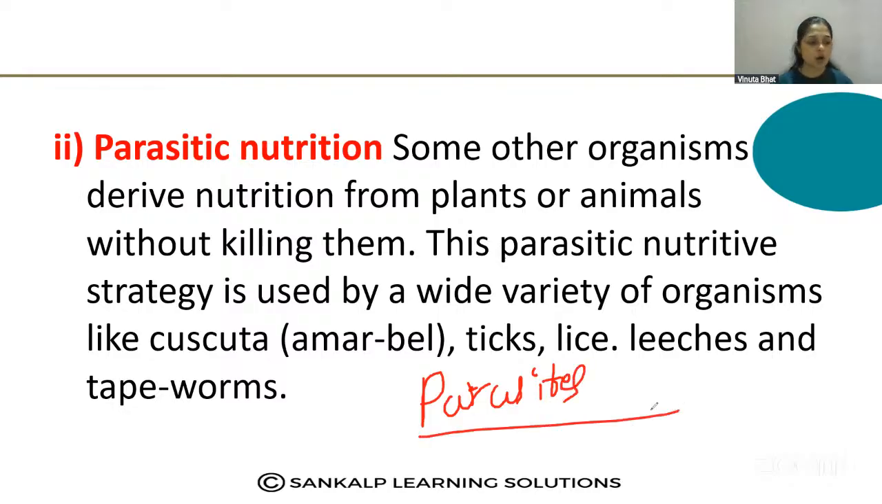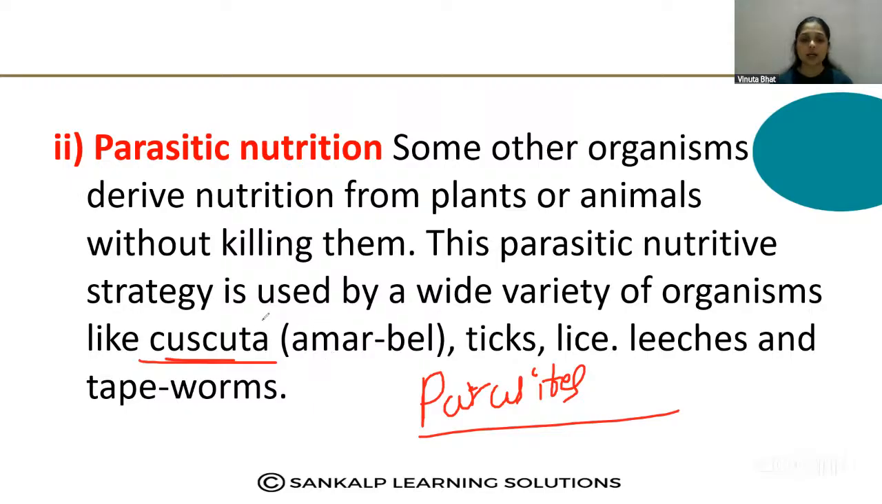Parasites cause diseases and depend on the host organism, causing disease without killing it. For example, some living organisms depend on the host and absorb nutrition from the host and cause some diseases to the host but do not kill them. This type of nutrition is called parasitic nutrition. This parasitic nutritive strategy is used by a variety of organisms, like Cuscuta.